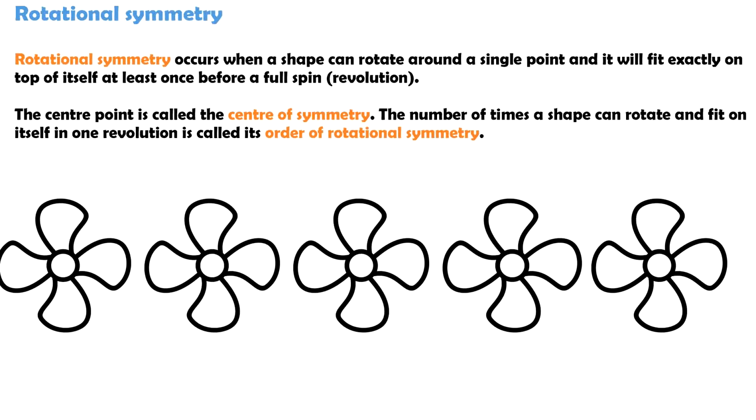In this video, we're looking at rotational symmetry. So this is one of the two main types of symmetry that we're going to be covering. Remember, the first one was line symmetry. Now, rotational symmetry occurs when a shape can rotate around a single point and it will fit exactly on top of itself at least once before we do a full spin or a full revolution, which is 360 degrees.